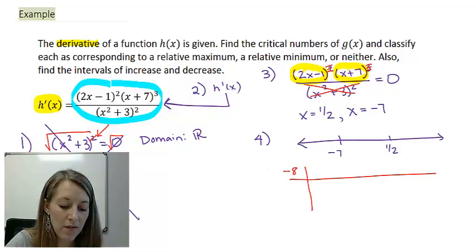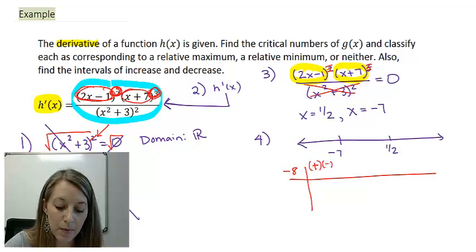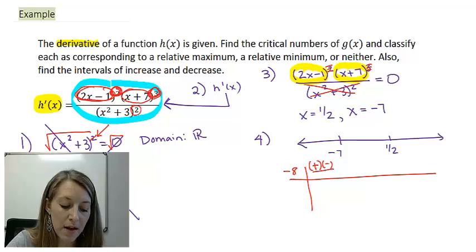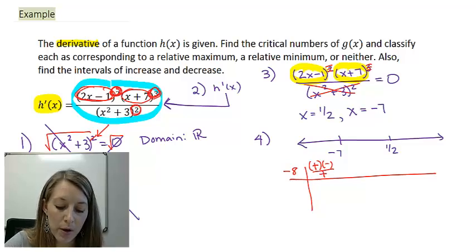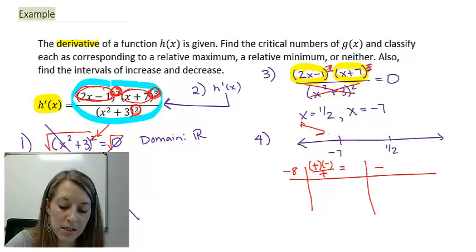If I plug negative 8 into my first piece, it doesn't matter what it is because I have something squared. Something squared will always be positive. If I take negative 8 and plug it into this piece, negative 8 plus 7 gives me a negative 1. Negative 1, an odd amount of times, ends up to be negative. And my denominator, again, I have something squared, so that means this will always be positive as well. Positive times negative divided by positive will end up to be negative. So this is negative, and this is decreasing.